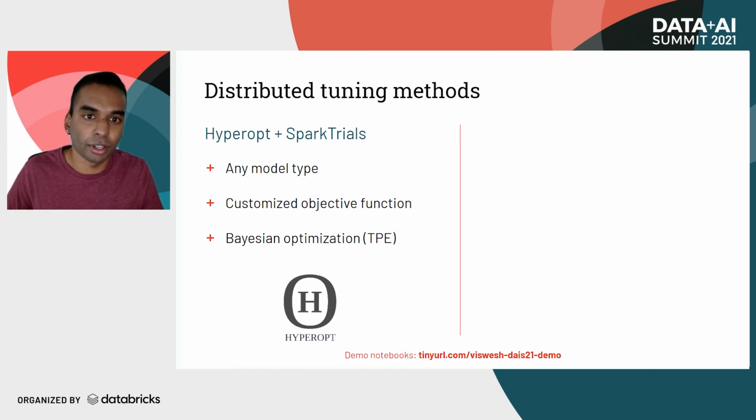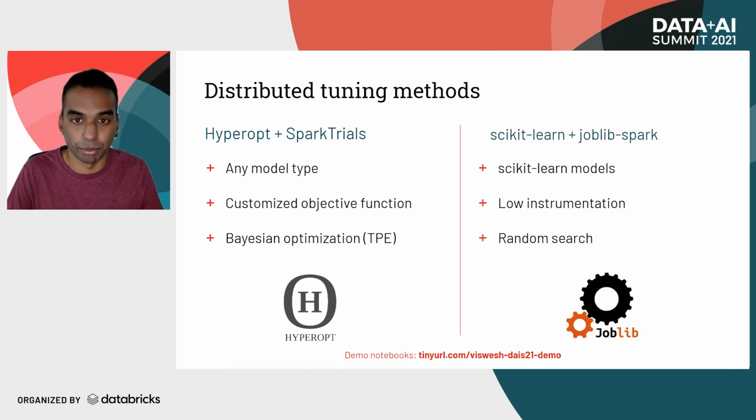The other framework that we looked at today was joblib-spark, which allows you to distribute scikit-learn workloads by using a Spark-powered backend for joblib. It's extremely easy to use and requires just a few lines of code. However, it is limited to scikit-learn APIs and does not have Bayesian optimization out of the box.